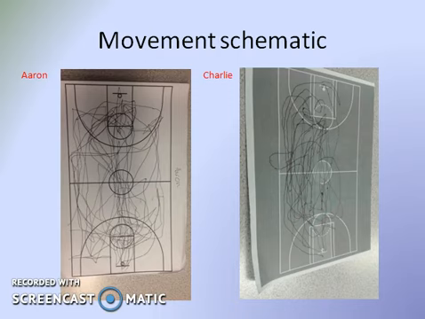However, it is easy to make mistakes when you are doing the movement schematic by hand and not by technology, so there may be some mistakes made as you're only looking at a computer screen and following where they're going on the court.